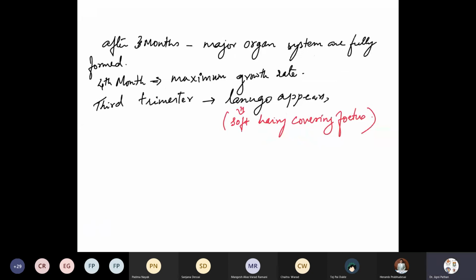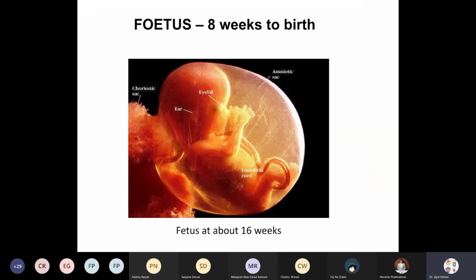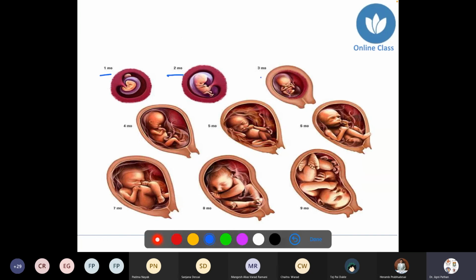Okay, next. If you're done with this, next we need to go for the different stages for 1 month, 2 month, 3 month, and how the baby takes part. Okay, 5th month, 6th month, 7th month, 8th month, 9th month. So the different stages, you do not have to know this. It's just for your understanding.